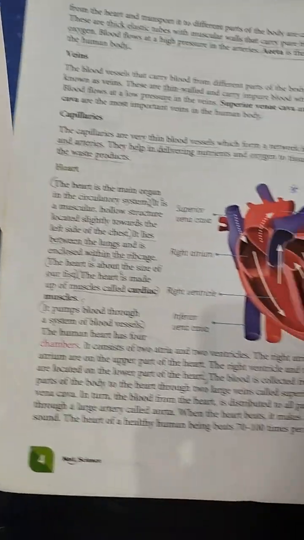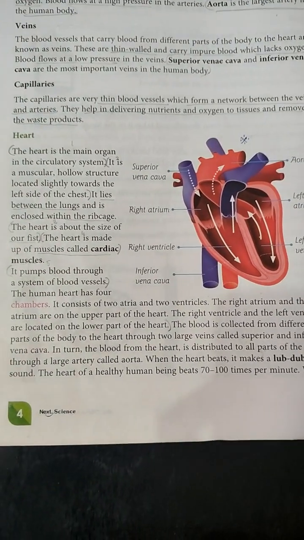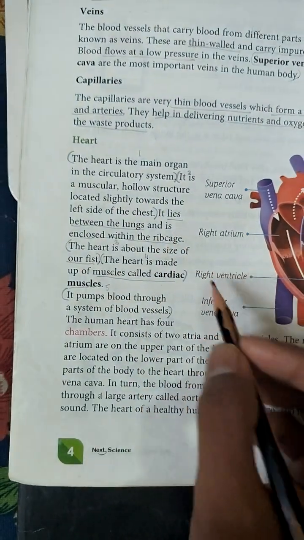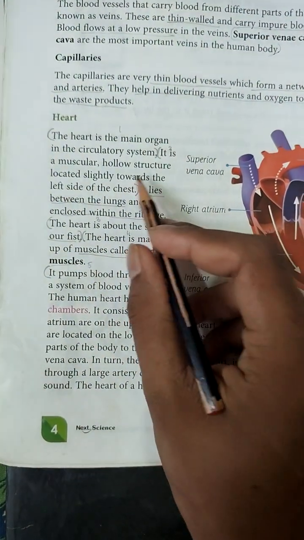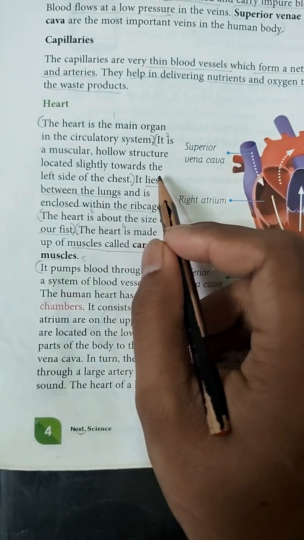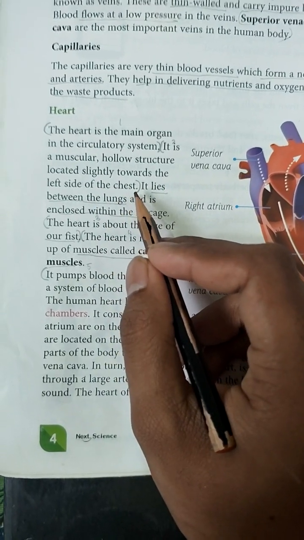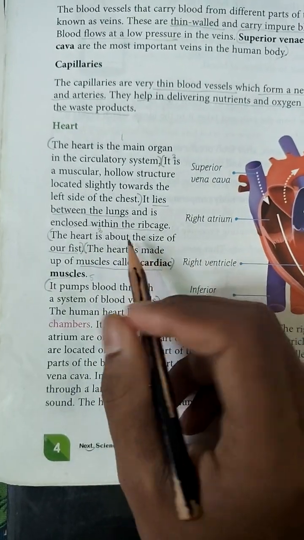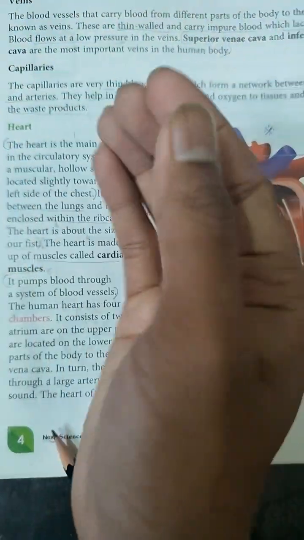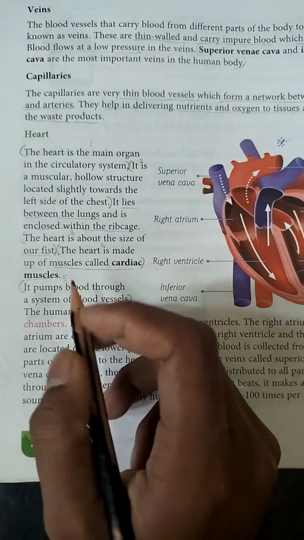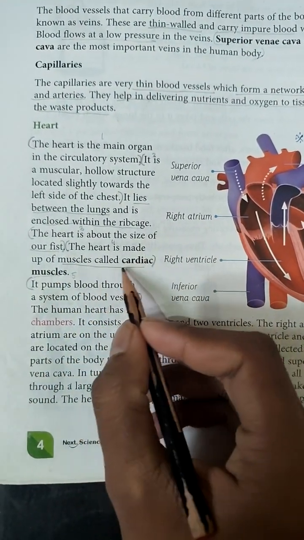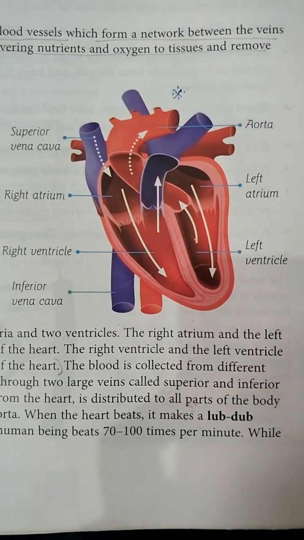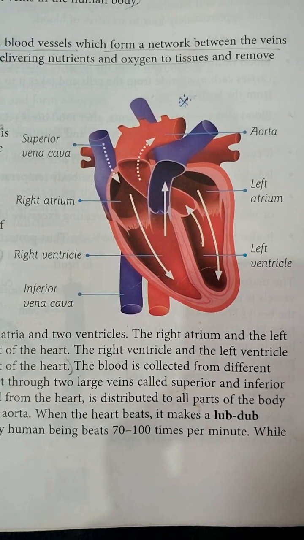Next, we'll see about the heart. The heart is the main organ in the circulatory system. It is a muscular hollow structure located slightly towards the left of the chest. The heart is about the size of a fist. Our fist is about this much, right? It is made up of muscles called cardiac muscles. This is the diagram of the heart. We can see it here.